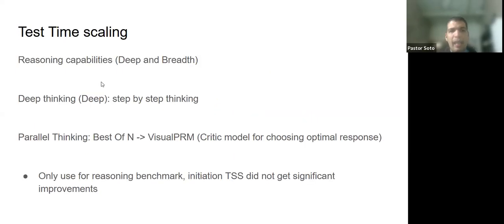So the test time scaling, this is for reasoning capabilities. They actually said in the paper that this didn't add improvements to the model. They only use this for reasoning benchmarks, but it's not part of the model that they released. So not much to say about this time scaling.